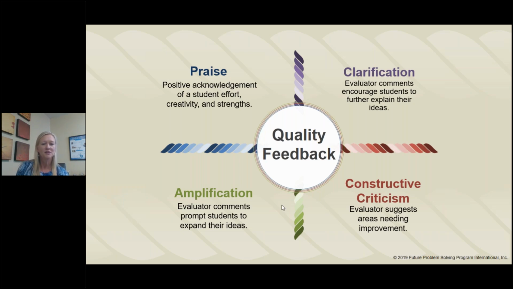We want the comments to be amplified. We want them to encourage students to expand their ideas. And then our criticism needs to be constructive. And we talked a little bit about that in the previous slide, where we talked about combining that legitimate praise with the ideas for improvement.